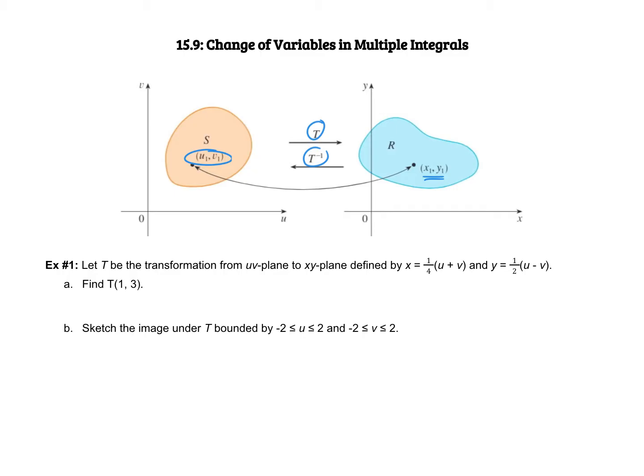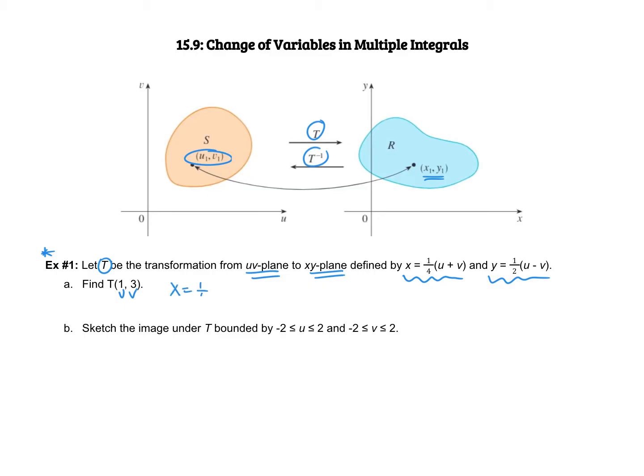So let's first just start by talking about some transformation. We're going to look at what we mean by this transformation, and then we'll get into the calculus, the integration part of it. So this example number 1, let's say that T is a transformation that takes us from uv to xy defined by these two equations. The first thing we're doing is finding T of (1, 3). So that means u is 1 and v is 3. So we're substituting those into the equations above.